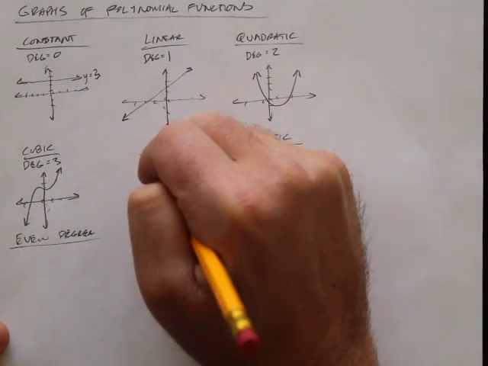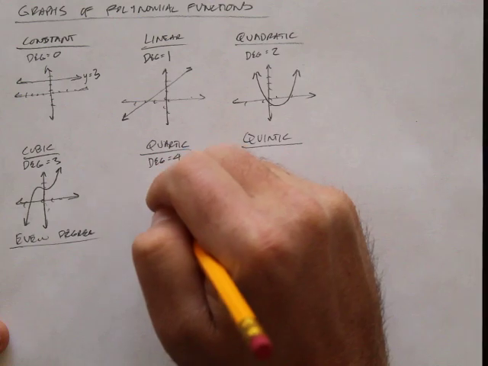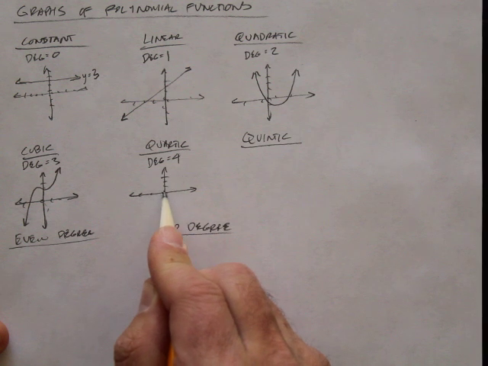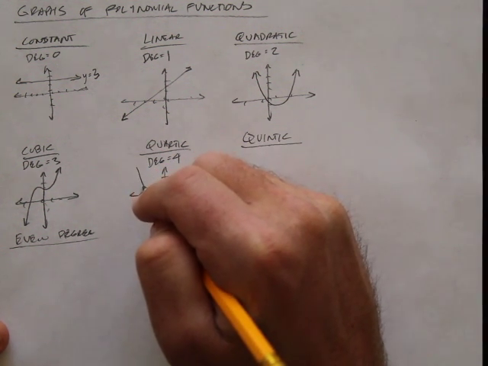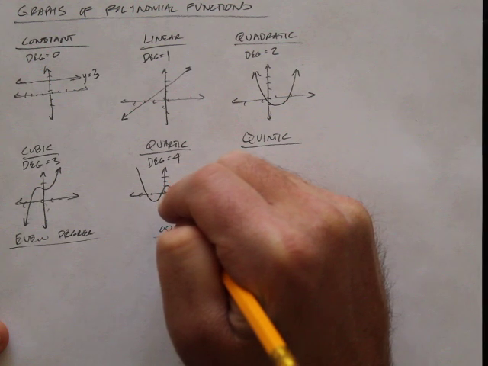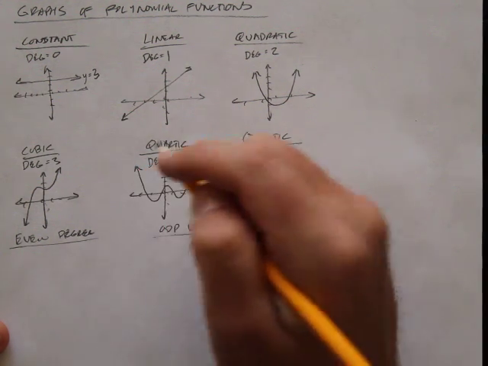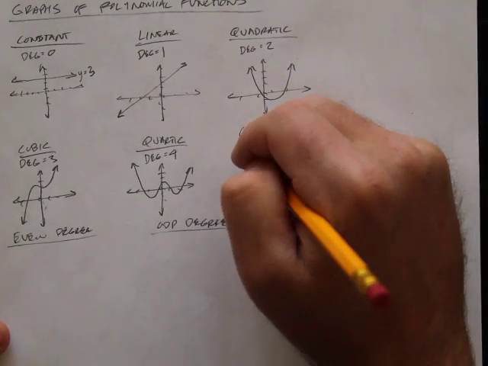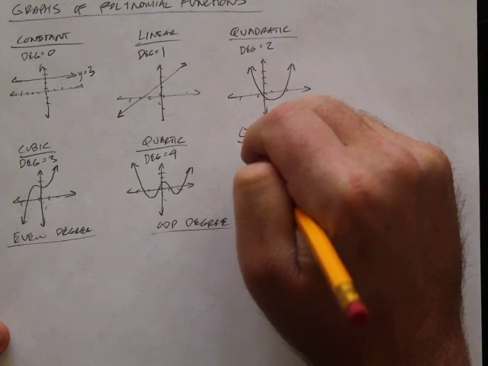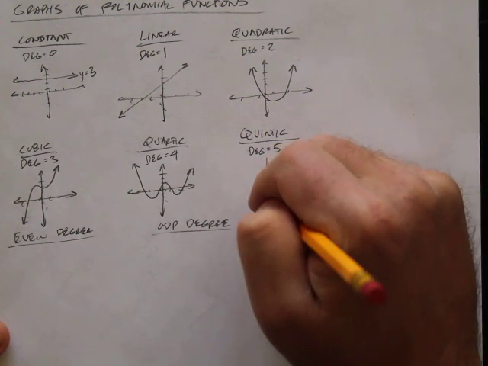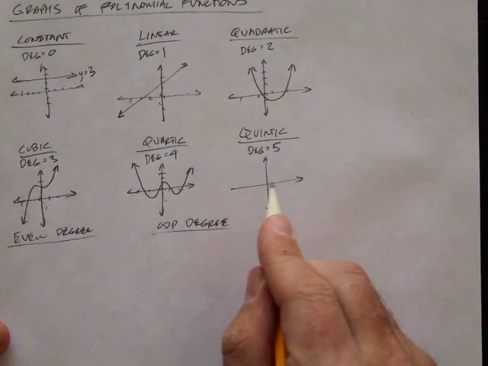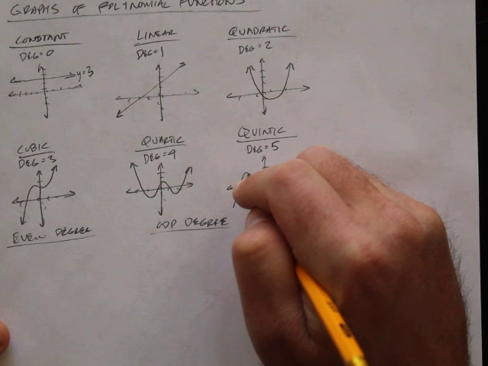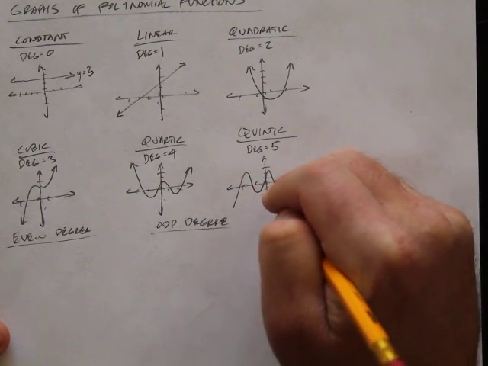Quartic has a degree of 4. That's going to look something like this. Starts up, comes down, goes back up again, goes back down again, goes back up again. Quintic has a degree of 5. And it looks something like this. Start low, come up, down, up, down, up again.